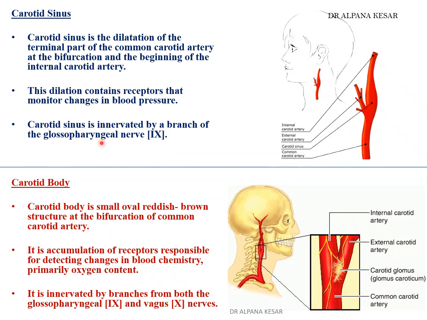Carotid sinus and carotid body. Carotid sinus is a dilatation present in the terminal part of the common carotid artery at its bifurcation, as well as in the beginning part of the internal carotid artery. This dilatation contains receptors that help to monitor changes in the blood pressure. Carotid sinus is innervated by a branch of glossopharyngeal nerve, which is the ninth cranial nerve.